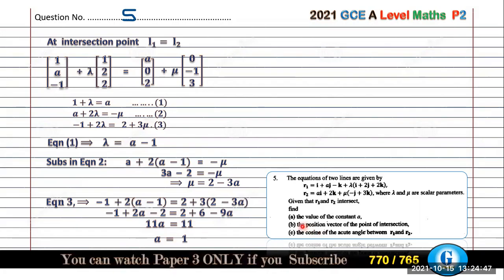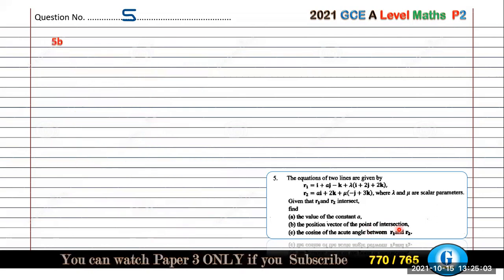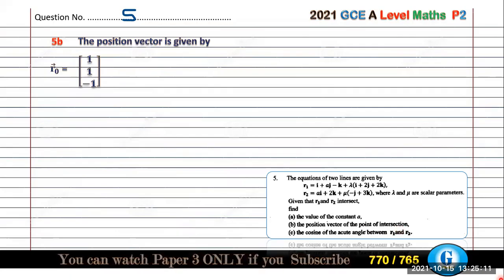Now, the B part of the question wants us to find the position vector at the point of intersection. For this position vector, we can just substitute the values of A and mu into the equation, the one with a and mu, or the one with a and lambda. So for the position vector, which is R0, we can use the first equation. We will have 1, 1 minus 1, because a is 1, right? Plus lambda. The lambda value at the point of intersection is 0, right? All right, so this gives us 1, 1 minus 1, because lambda is equal to 0.